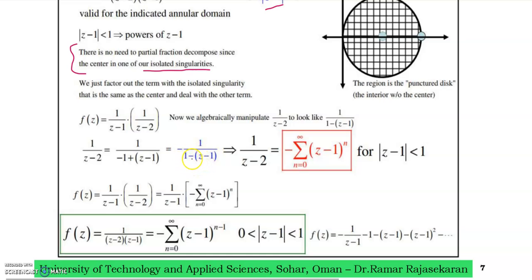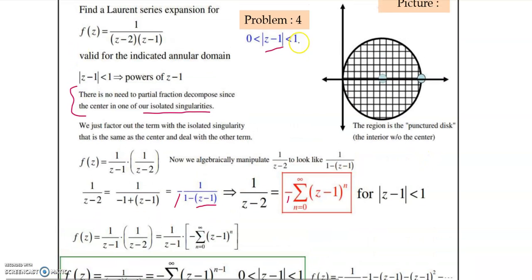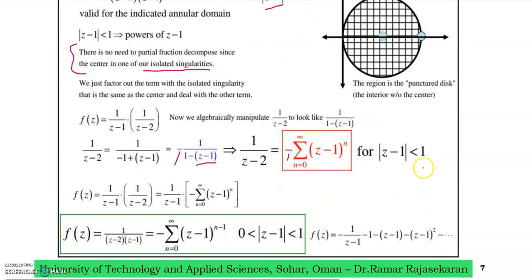See, now this is 1 minus x form. By rule 2 I can write the summation form for this one. See here, minus is in front of the summation. Now this is for mod z minus 1 less than 1, because I applied the rule here, so I have to check this is less than 1. Yes, this is less than 1, just as given. So modulus of z minus 1 is less than 1.